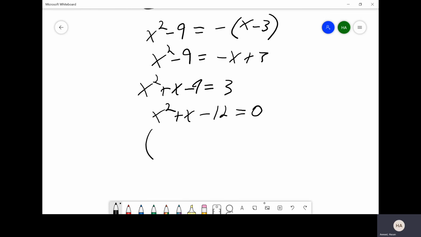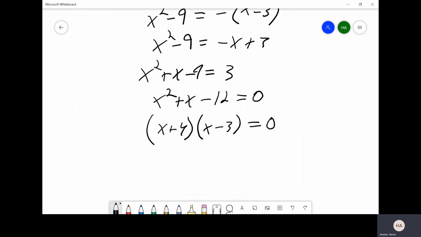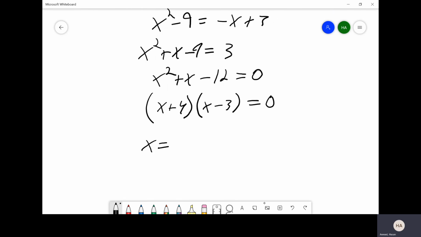So the ones that come to mind are x plus 4 and x minus 3, right? So positive 4, negative 3 would multiply to give us a negative 12 and add to give us a positive 1. So that means that the solutions that fall out are going to be x is equal to negative 4 and x is equal to 3.